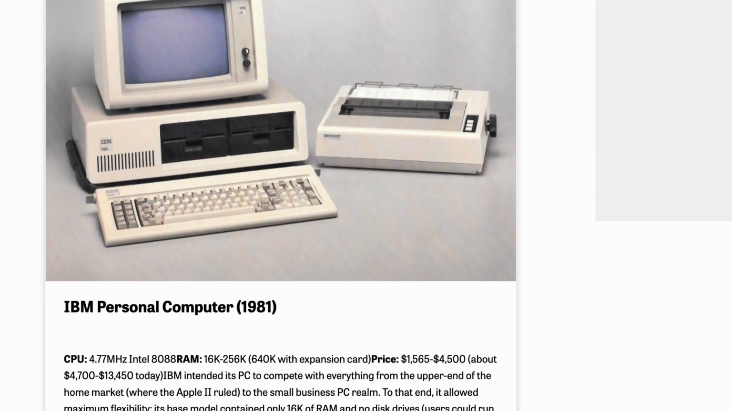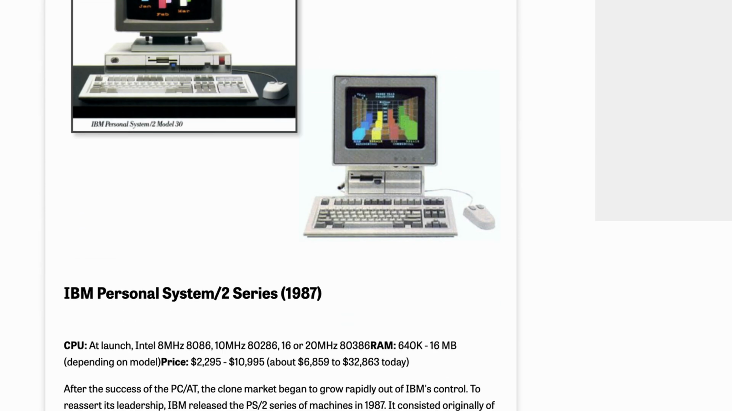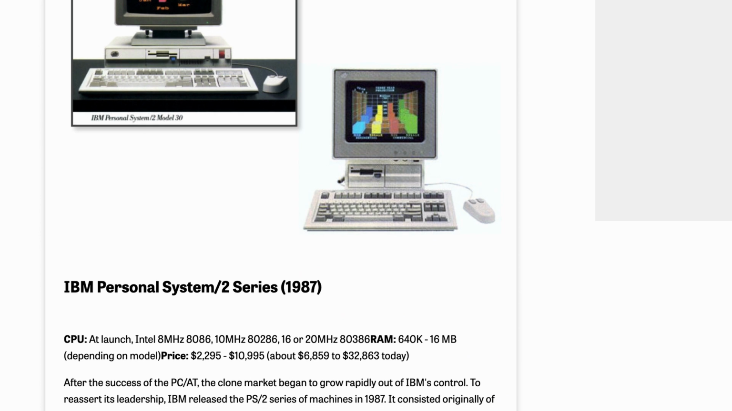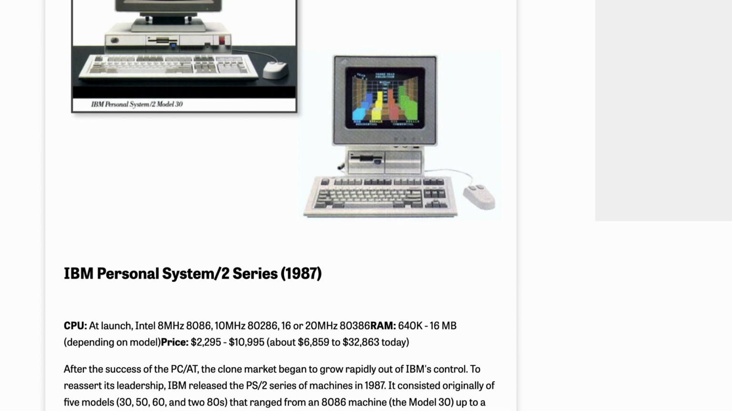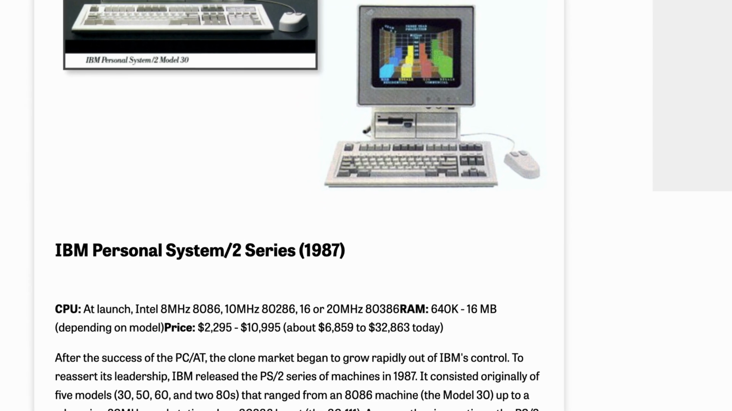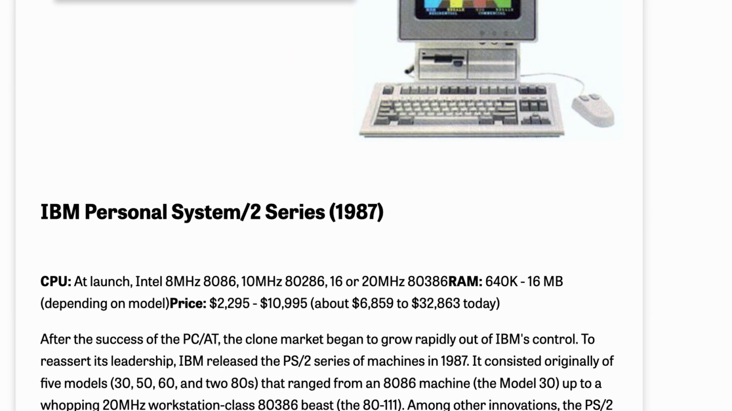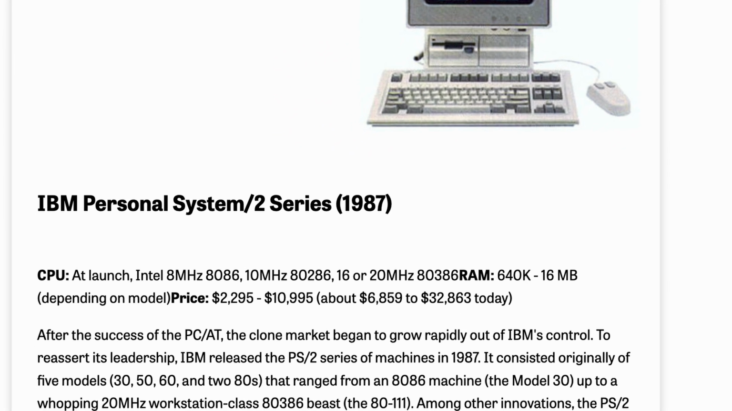IBM's PS/2 system, launched in the same year in 1987, cost between $2,200 and $10,900 depending on configuration. That is about $6,800 to $32,000 US in today's money. In light of this, SoftPC was a pretty good deal.